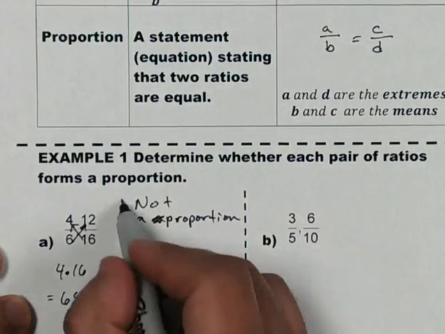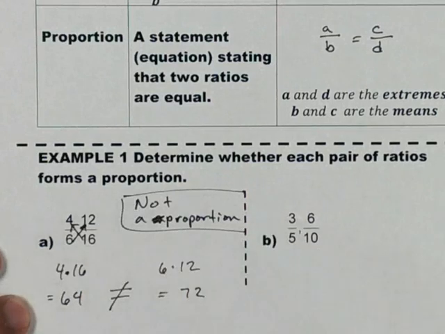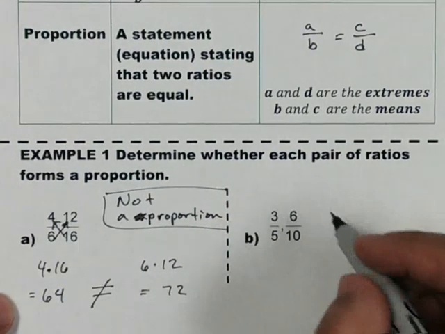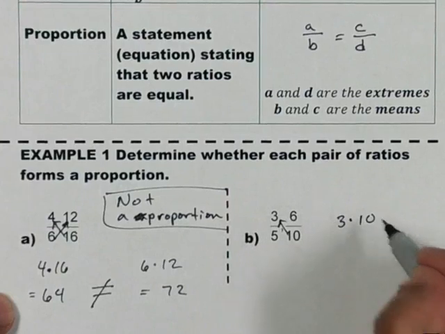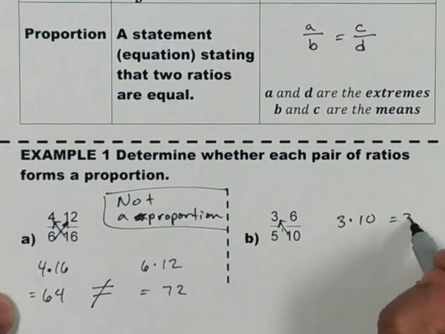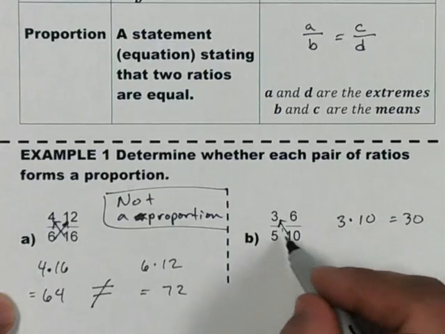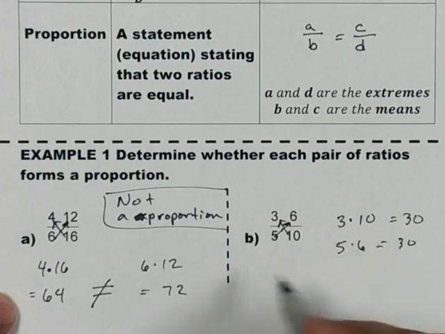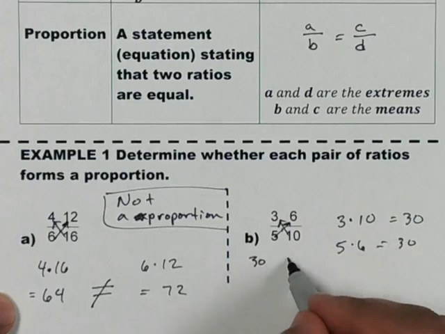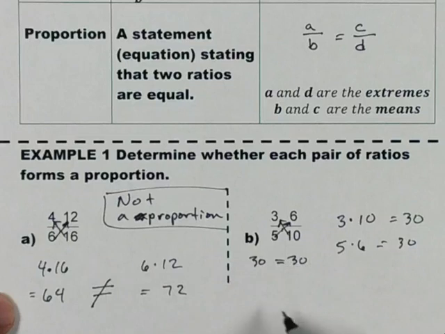All right, it is not a proportion. All right, so let's look at this next one, 1b. Again, cross products. I'm going to do 3 times 10, which is 30. And then I want to do 5 times 6. Again, that's also 30. So I have 30 on this side and 30 on this side. They are equal. So then, yes, this is a proportion.